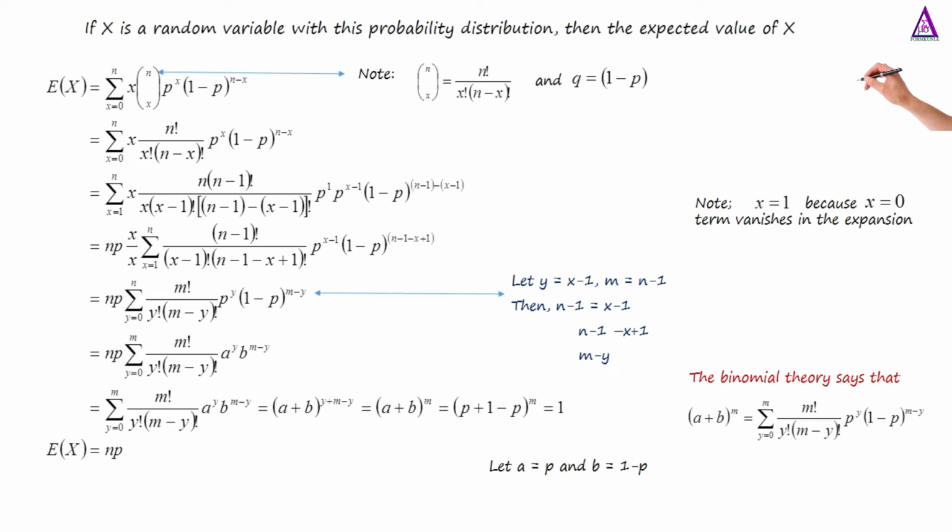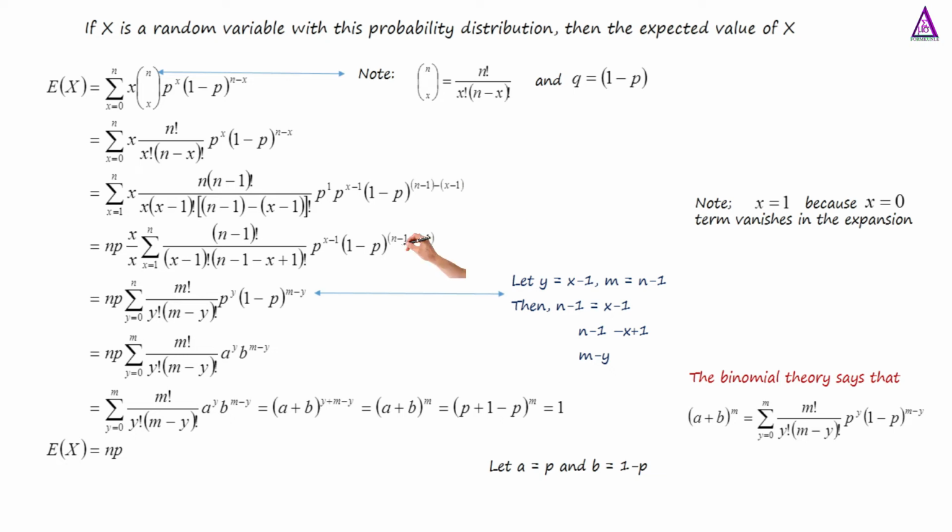And don't forget, q equals 1 minus p anytime we have q. The second equation shows the expansion of the combination, which is n factorial divided by x factorial into the bracket n minus x factorial, multiplied by p raised to power x into the bracket 1 minus p raised to power n minus x. The third equation, we need to expand the factorial in the equation. Now we want to expand it.